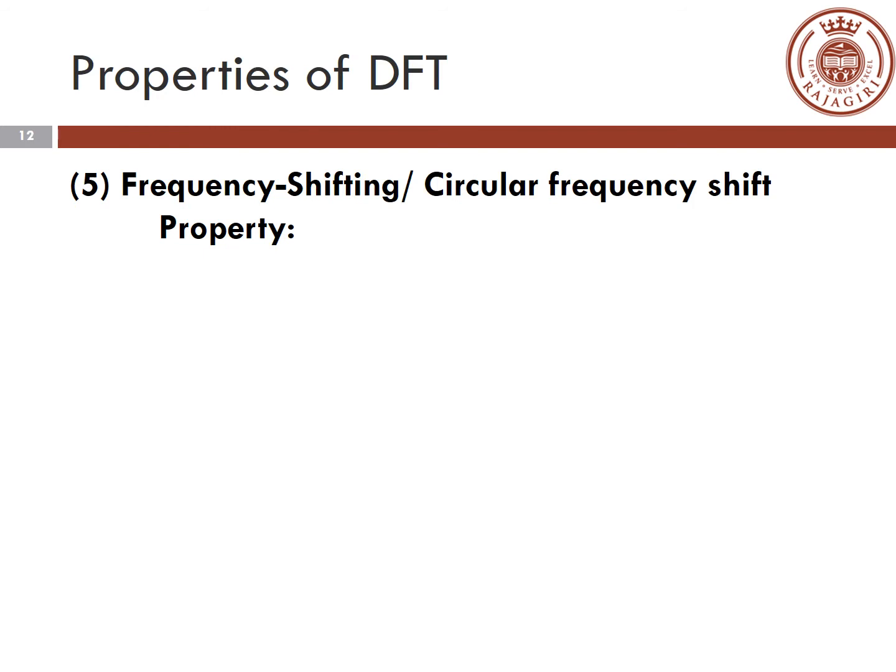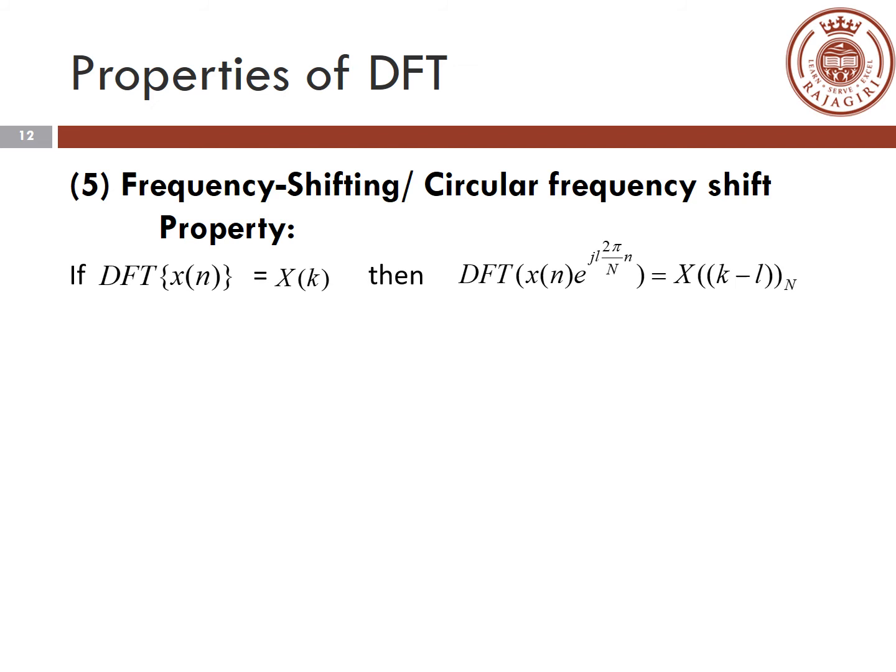Now let's take up the frequency shifting property, specifically the circular frequency shifting property. Here, if I have x of n, which is a finite duration sequence, whose N-point DFT is X of k, then x of n multiplied by e raised to j l 2 pi by N into n has the DFT X of k minus L, and this is the circular shift.